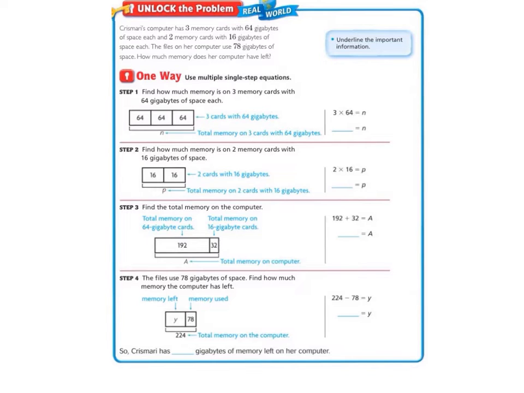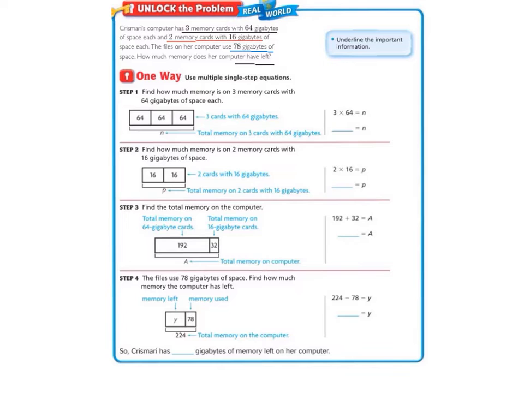Let's look at the blue box that says we're going to underline the important information. My important information is that I have 3 memory cards that each have 64 gigabytes. I have 2 memory cards with 16, and currently I have already used 78 gigabytes. You can see by my underlining that those are all multiple steps. I need to figure out a total of how many gigabytes she has on her computer before I can say how many she has left. So that's our multi-step part of this problem.